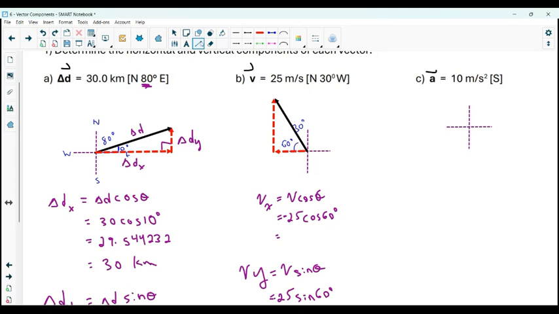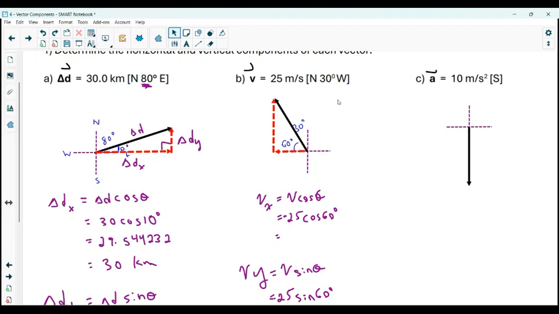Okay, last one here. Let's draw this one on. We're going to say here is our vector. It's 10 meters per second squared south. So I'll start here and I'll go down like this, and it's directly south. You can see my calibration problems there. My tablet's a little off. There we are, directly south.